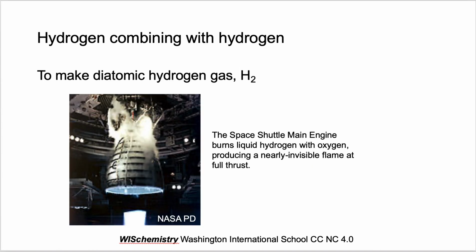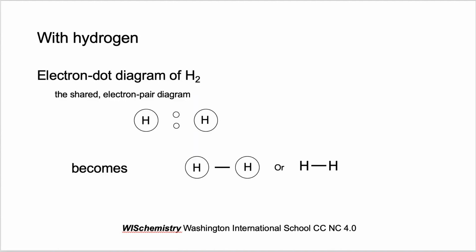And then if we're going to look at hydrogen combining with hydrogen, a diatomic gas, the Space Shuttle main engine burns liquid hydrogen with liquid oxygen. And here we have 2 hydrogen atoms, each with a single valence electron, and when they're shared, you've got the covalent bond, the line, which is made up of those 2 electrons.